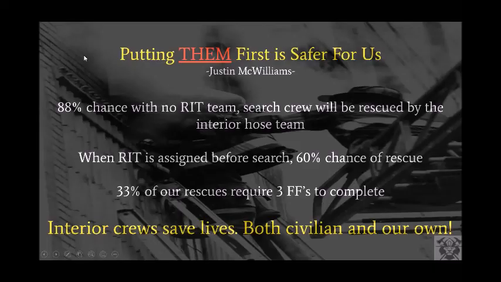When RIT was assigned before search, 60% chance. So we went from an 88 to a 60%. Not terrible. Still over 50. I like those numbers. But you know what? I want to know that I have the greatest odds. And that's really what we're after. So go ahead and go to the next one, Jordan.